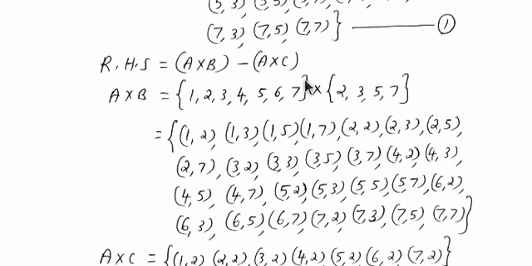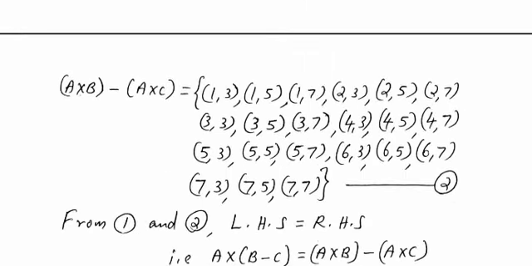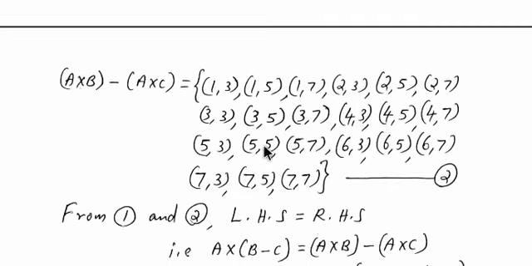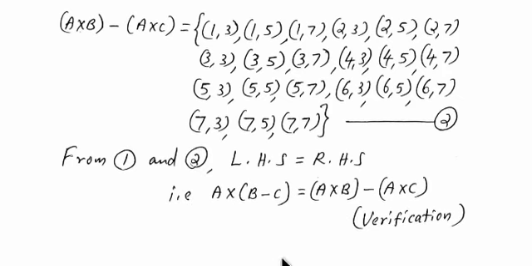Then compare the first equation and the second equation. In the first equation, this is the first set. In the second equation, this is the second set. Compare these two sets. They are equal. Therefore, we can write from 1 and 2, LHS is equal to RHS. That is A cross B minus C is equal to A cross B minus A cross C. It is verified. That is verification.